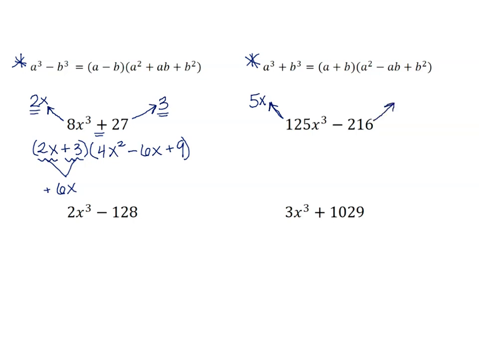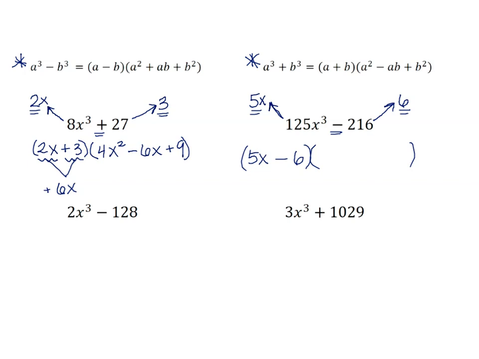On the other side, I've got 216. Well, 216 is 36 times 6. And 36 is 6 times 6. So my cube root here is 6. So now let's fill it in. I know I'm going to have a binomial here, and I'm going to have a trinomial here. So in my binomial, I'm just going to use these cube roots that I found, 5x and 6. And I'm going to use the original sign in the problem, which was a minus.